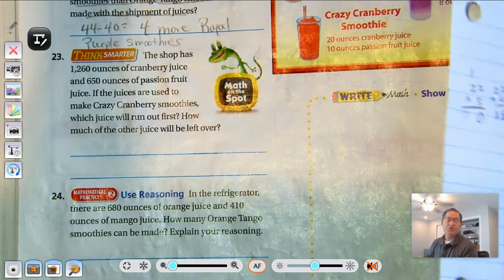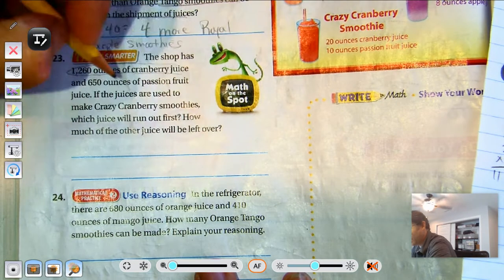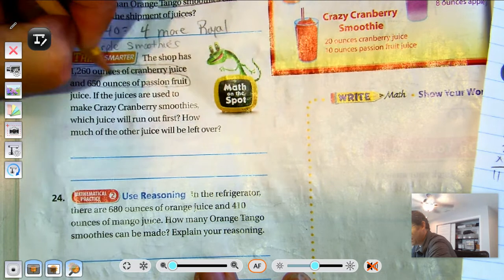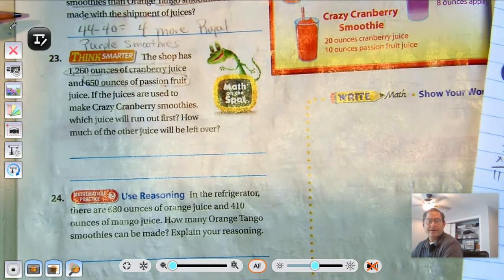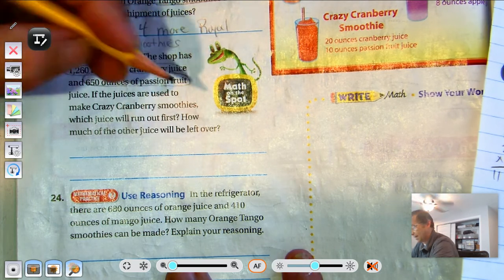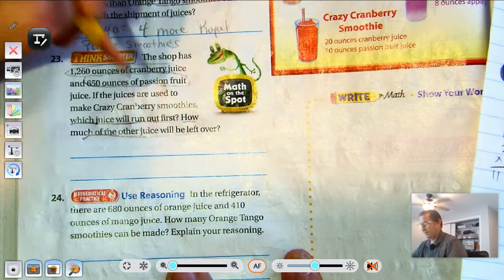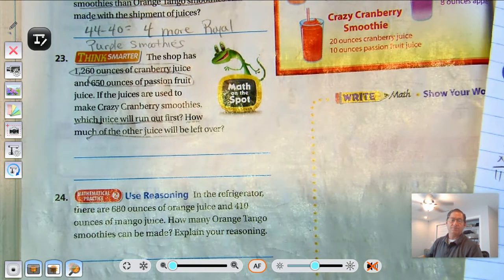All right, 23. The shop has 1,260 ounces of cranberry juice, 650 ounces of passion fruit. If the juices are used to make crazy cranberry smoothies, which juice will run out first? How much of the juice will be left? How much of the other juice will be left over?